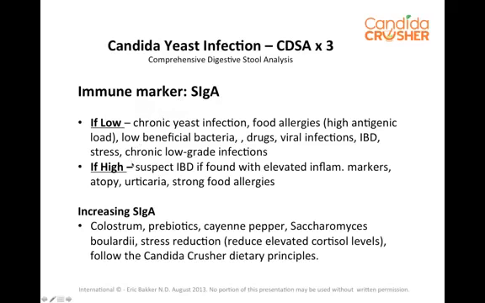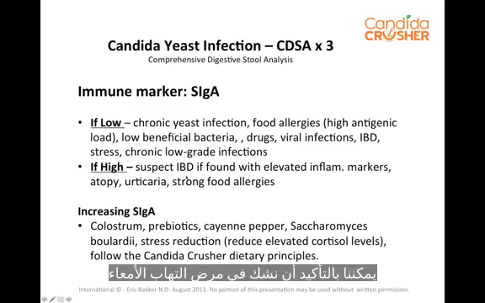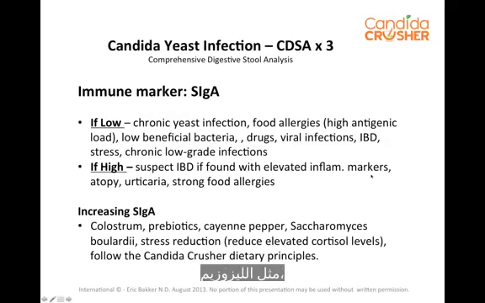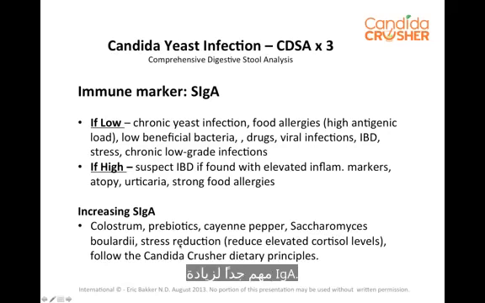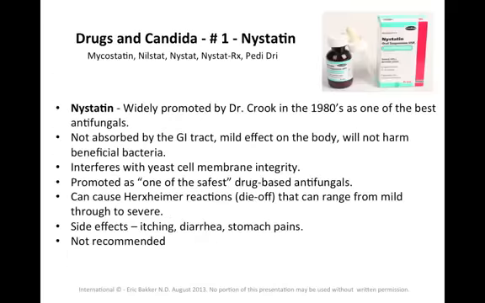When it's high, we can certainly suspect inflammatory bowel disease if we find elevated inflammation markers, such as lysozyme, but I'll discuss that in another video. So how do we boost IgA? Well, colostrum is quite good. Prebiotics, certain types of fibers, cayenne pepper, Saccharomyces boulardii, which is a beneficial yeast. Don't confuse this with Candida yeast infection. Reducing elevated cortisol when a person's stressed is very important to increase IgA.